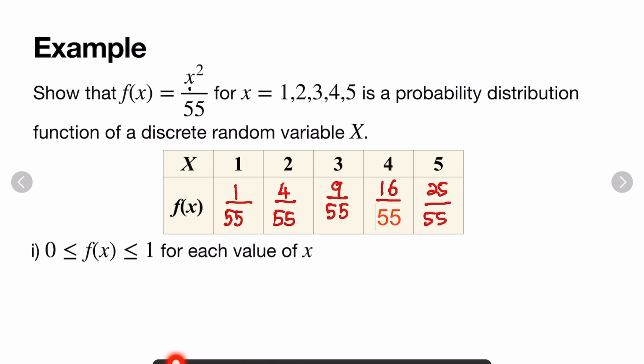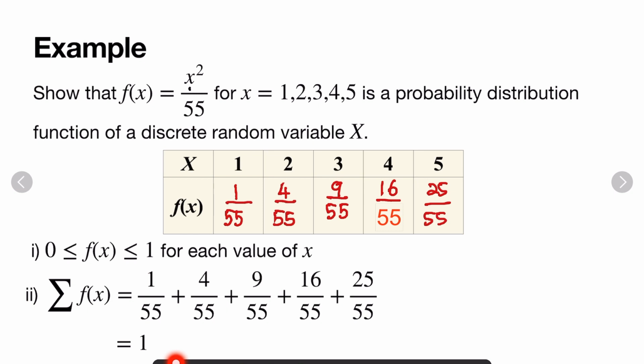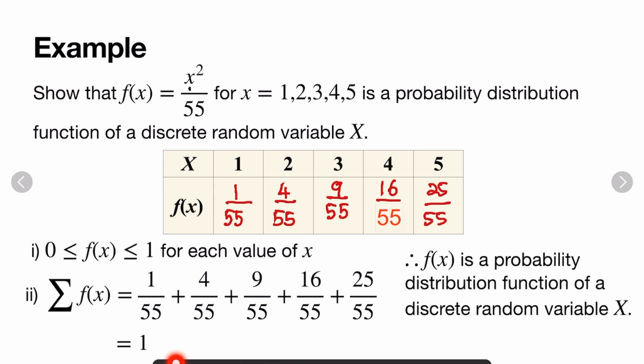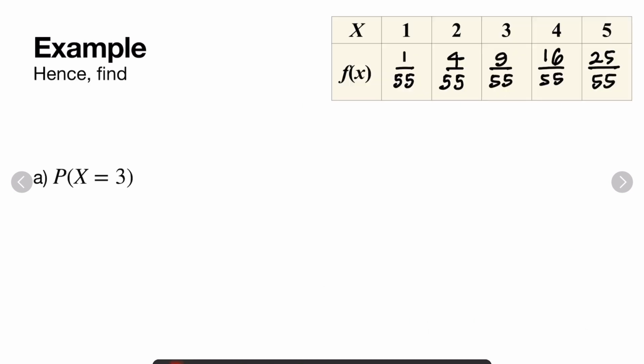Okay. What is the second condition? It is a probability distribution function. Total probability must be, all the probabilities add up to 1. Then you can make these conclusions. Okay. Therefore, f(x) is a probability distribution function of a discrete random variable x. Okay. Hence, find, okay, probability of x equals to 3.